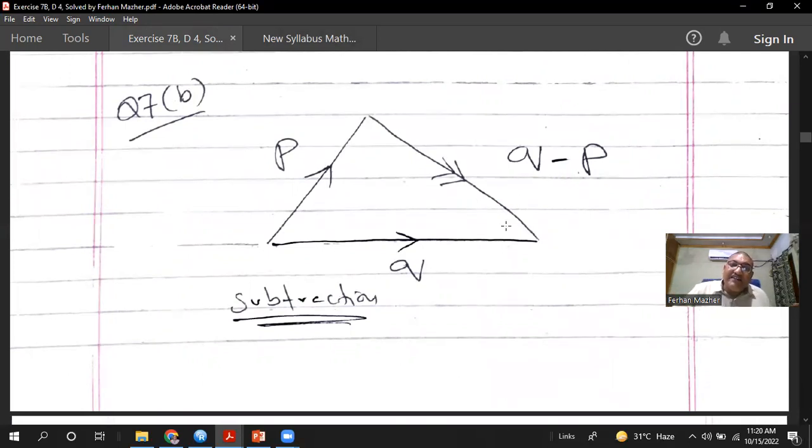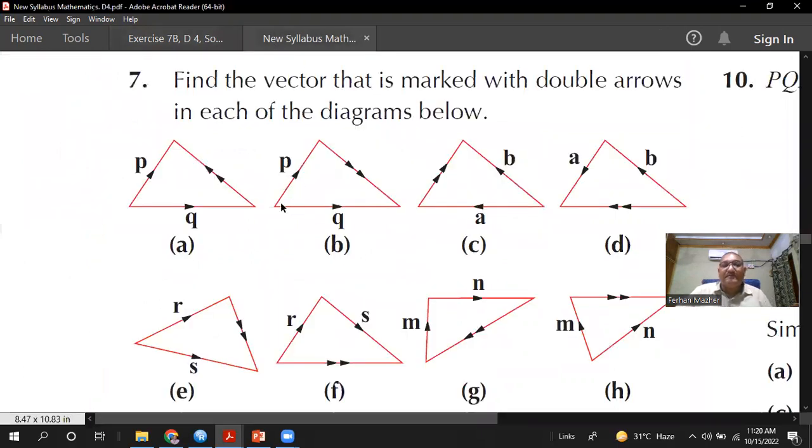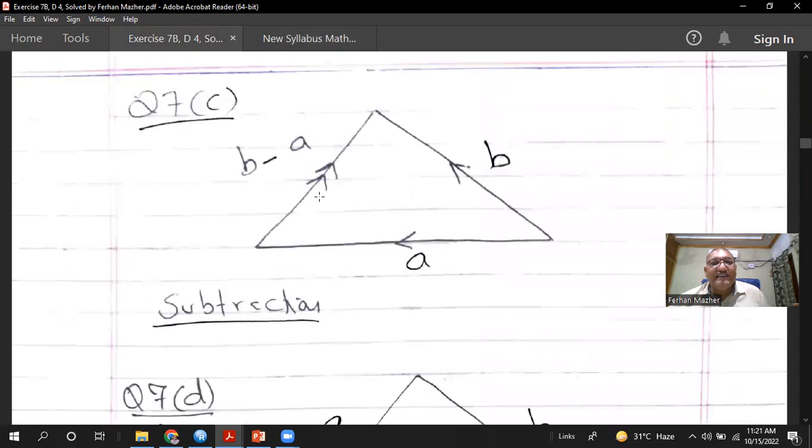Then you see this is the resultant vector and its arrow is towards the head of the Q. So this will represent Q minus P. Here in the C, you can see the two vectors, A and B. You have put them such that their tails are joined together. So this is representing a subtraction. So in the C part, the A and the B, their tails are joined. So this is 100% subtraction. This is the resultant vector. Its arrow is towards the head of the B. So this represents B minus A.